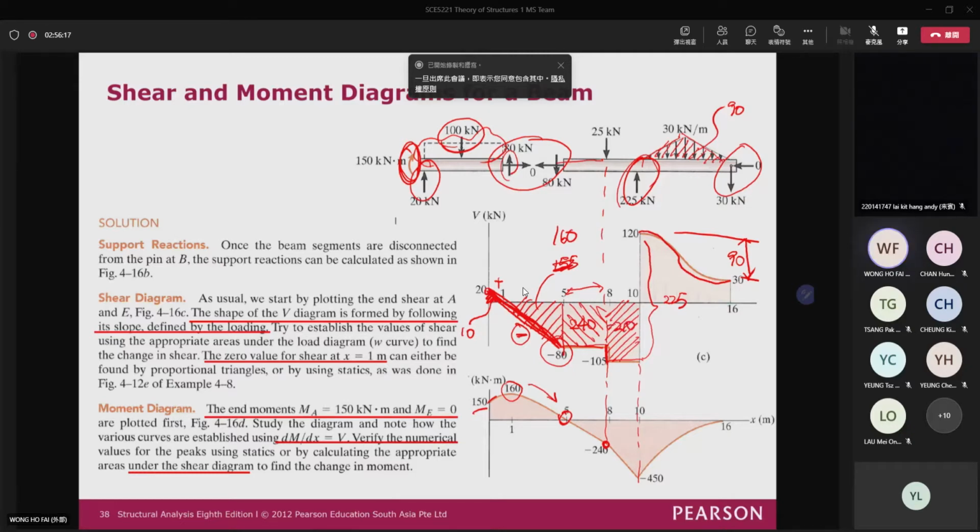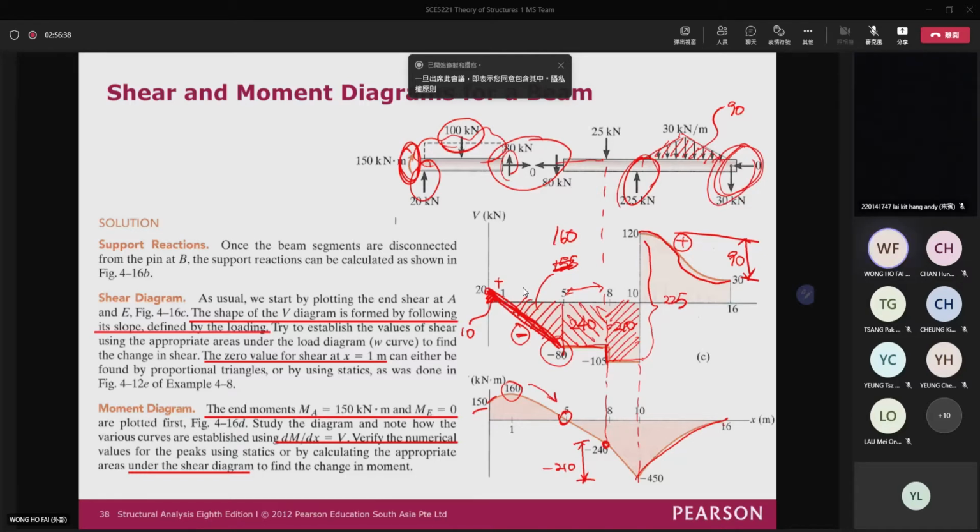So the change of the value is equal to 210 here. And then you can see that all the values are positive, so it goes up as a positive value. And then finally, at the beam support, it changes back to 0.